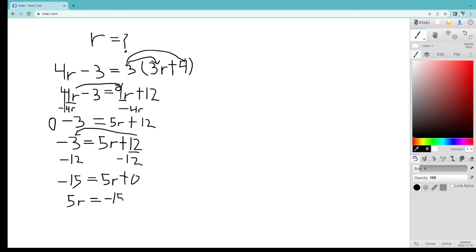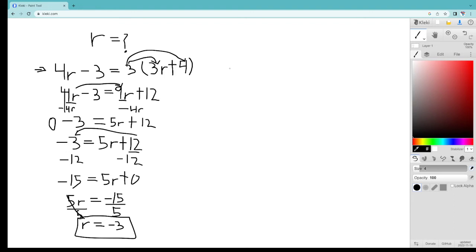And to get r, we just divide both sides by 5. These terms cancel out. So we're left with r is equal to negative 3. And that's our answer. Just like that. If you're not sure, plug it back into our original equation. That's what I prefer you do. So let's go ahead and do that.